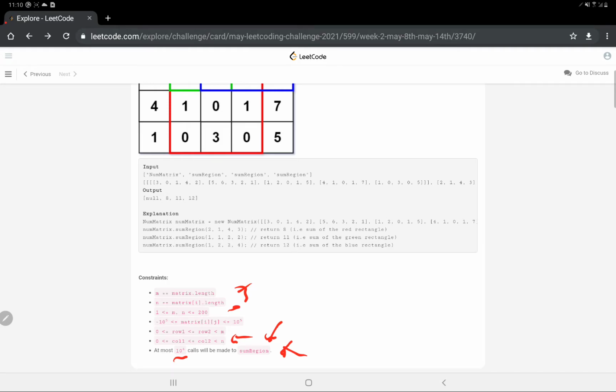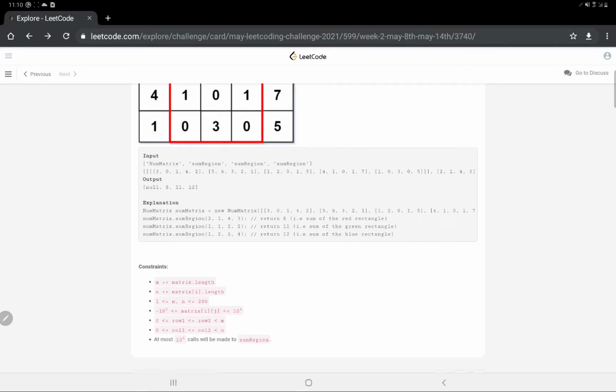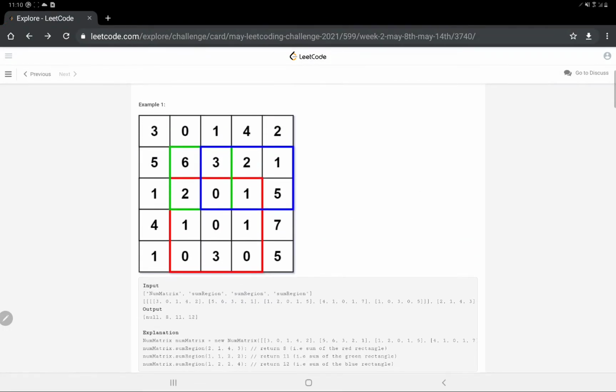I hope the statement of the question is clear to everyone. The initial guess that everyone can get for this problem is that given the coordinates, get the matrix, perform the sum operation and return the sum. But performing the sum 10 to the power 4 times would be a very lengthy process. So we have to think of a much more optimized approach for this problem. Let's see how we are going to solve this problem.